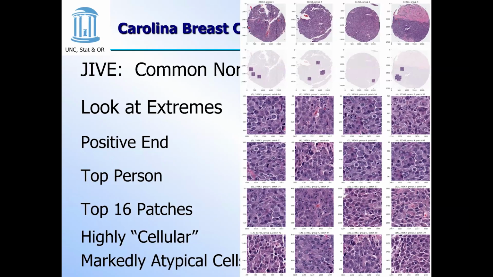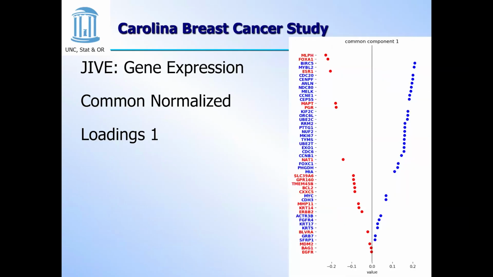What's going on with the gene expression? Well, keep in mind, I've found scores that are the same between the images and the gene expression. So here's the gene expression. These are the 50 genes, and all I'm showing you is the loadings. The blues are the genes that had a positive loading. The reds are the genes with a negative loading, and we've sorted them by absolute value of the loadings.